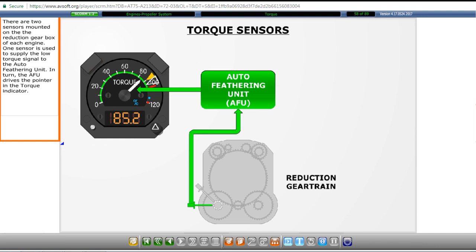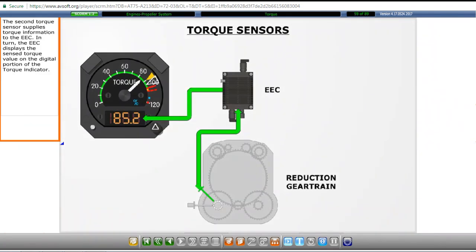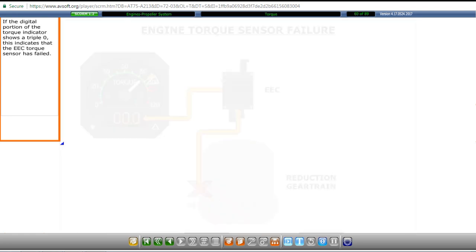There are two sensors mounted on the reduction gearbox of each engine. One sensor is used to supply the low torque signal to the auto feathering unit. In turn, the auto feathering unit drives the pointer in the torque indicator. The second torque sensor supplies torque information to the EEC. In turn, the EEC displays the sensed torque value on the digital portion of the torque indicator.